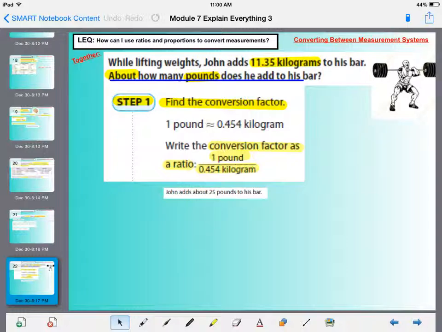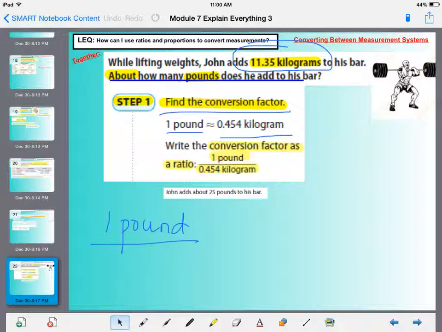Another example of converting between measurement systems is if John was in a different part of the world and he realized that he added 11 3/35 kilograms to his bar, and he came back to the United States and his friend said, "Hey, what's that in pounds?" He can very easily do that by finding the conversion factor. So from the reference sheet, we know that 1 pound customary is approximately 454 thousandths of a kilogram, and that's metric. So we go ahead and we write that as a rate. So 1 pound is approximately 454 thousandths kilogram. And they tell us that he added 11 3/35 kilograms. So we would match up the units here.